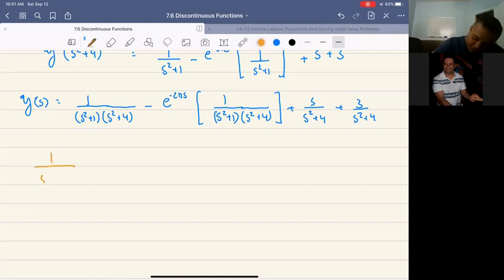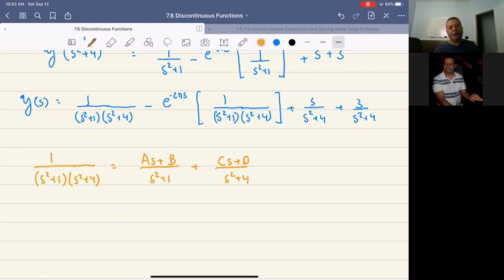1 over (s squared plus 1)(s squared plus 4) equals (as plus b) over s squared plus 1 plus (cs plus d) over s squared plus 4. Okay, so let's go ahead and combine them together. So 1 equals (as plus b) times (s squared plus 4) plus (cs plus d) times (s squared plus 1).